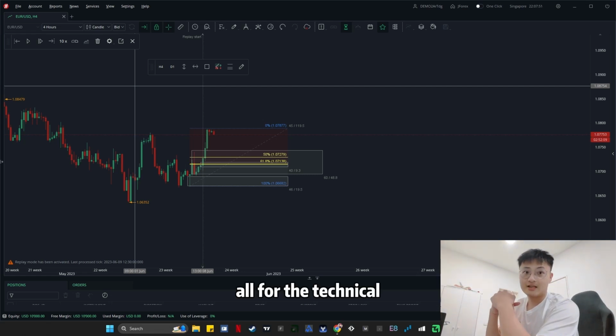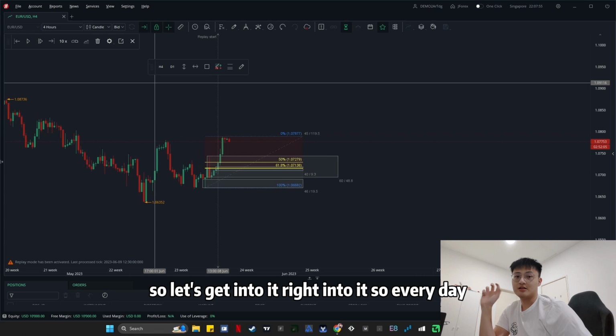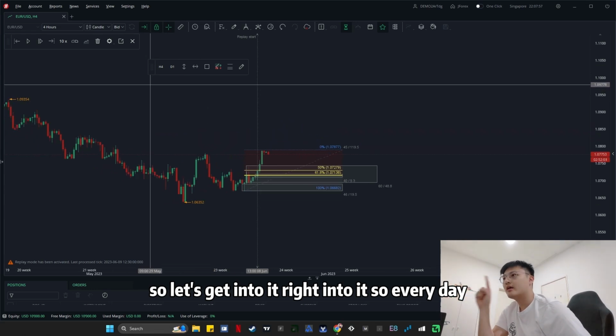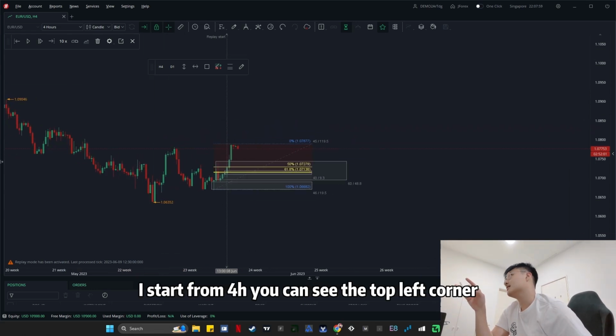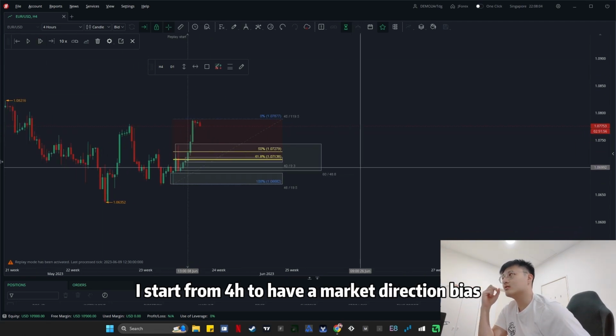So for the technical analysis part, as you can see, I like to keep things very simple. So let's get right into it. Every day, every time I do a technical analysis, I start from the 4 hour. You can see the top left corner, I start from the 4 hour to have a market direction bias.